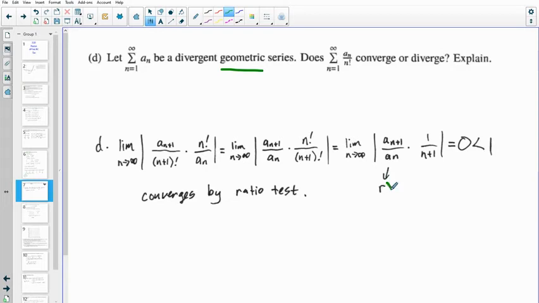This ratio is bigger than 1, but I don't really care about that because whatever this number is, even if it's 1,000, eventually this is going to 0. And so whatever this ratio is, it's going to be multiplied by something that's going to 0. And so this product ends up being 0, which is less than 1, which means it is convergent.